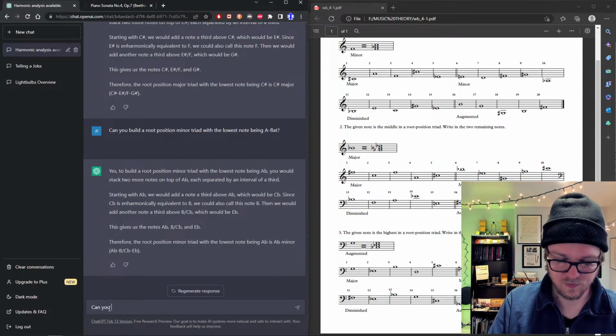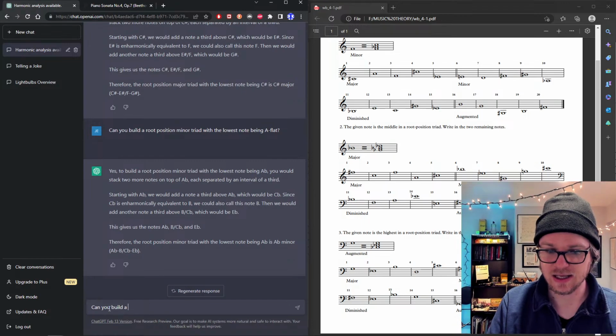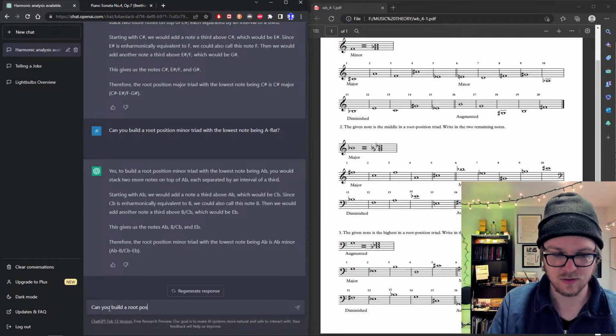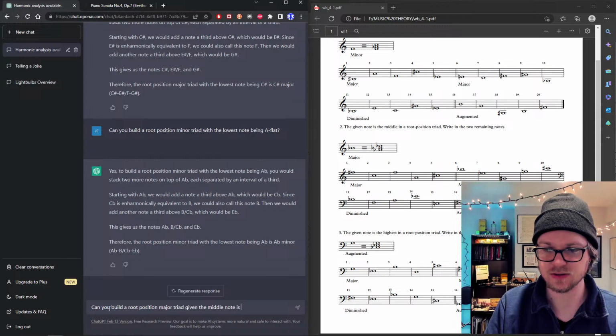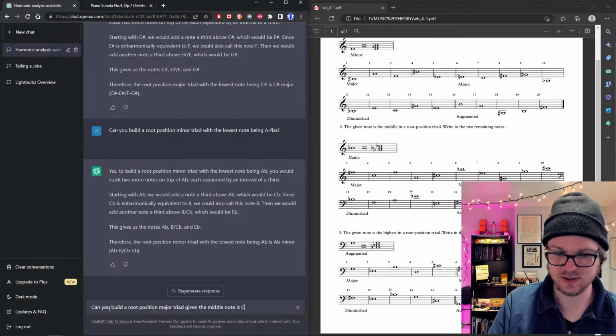Okay, can you build a root position major triad with a given middle note? Okay, let's start with a relatively easy one.